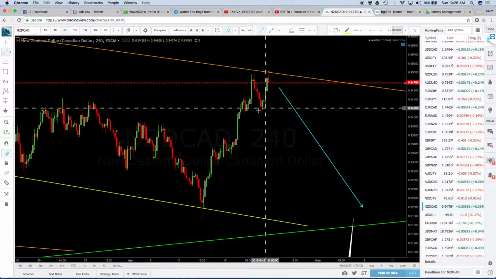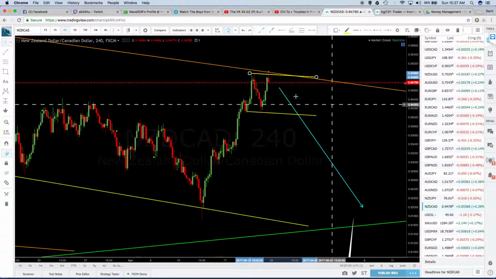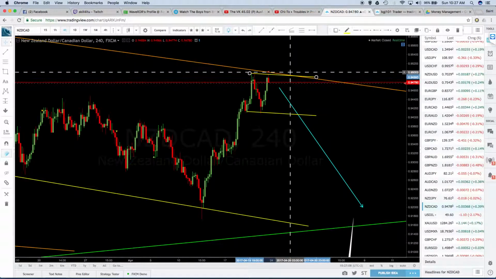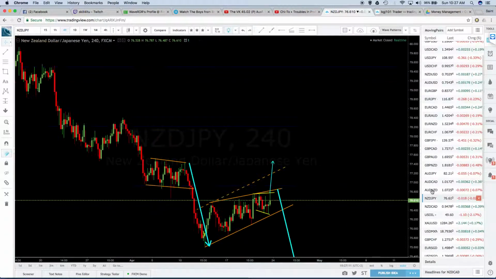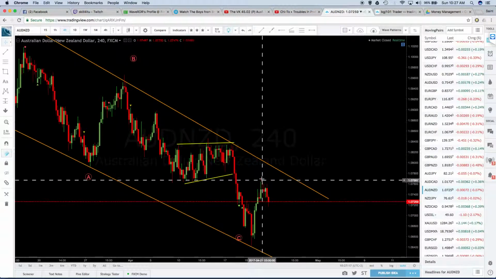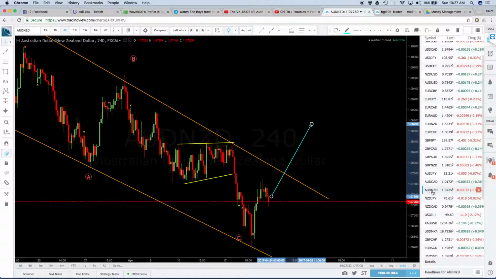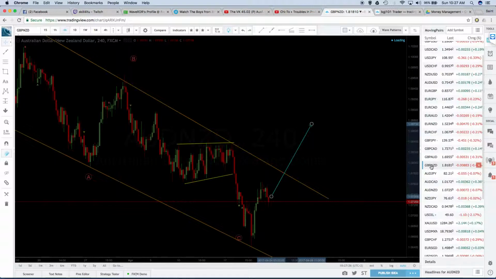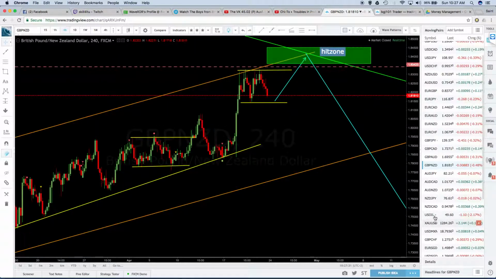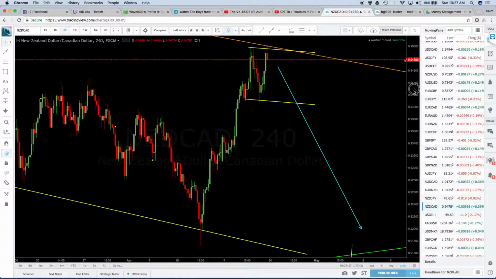The only other possibility is that something like this forms. If it comes here and reverses, now we have a flag. But all the indicators right now for New Zealand are showing that New Zealand is going to lose strength, because even here, this pair should break up. So that will mean New Zealand's weakness. GBPNZD, New Zealand weakness for a while right here. Coming up here, New Zealand weakness.